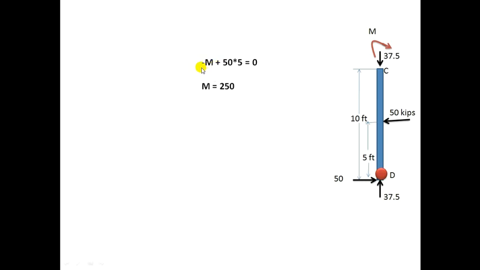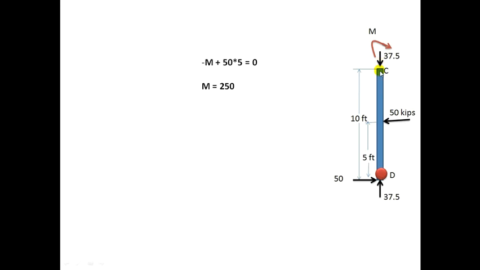M creates the clockwise moment about point D, so it is taken as negative, and 50 creates the counterclockwise moment. 50 into 5 is the moment value. 50 is the force, 5 is the moment arm. Force into moment arm is the moment. Plus, because it creates the counterclockwise moment about point D. Only these two terms will create the moment.